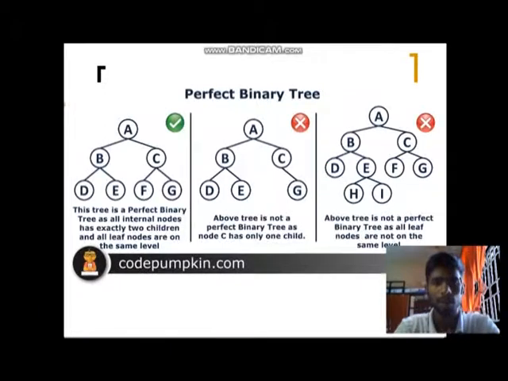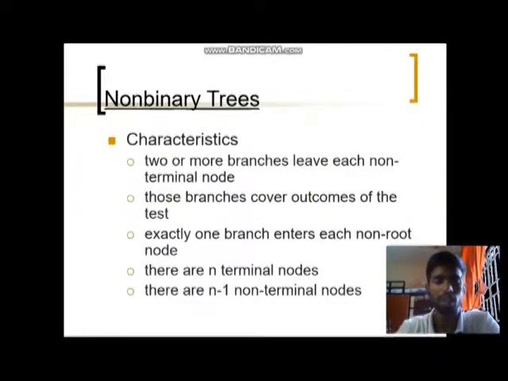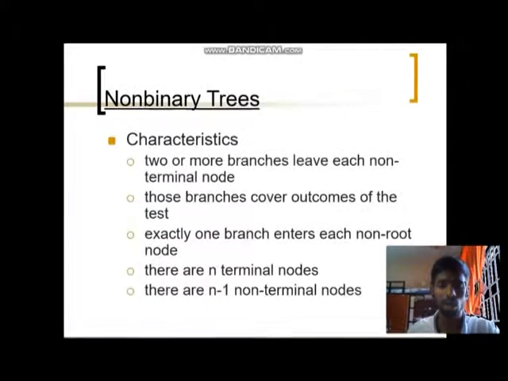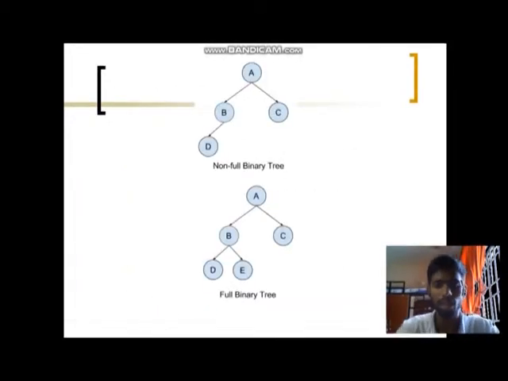Now let's talk about non-binary trees. A binary tree states that every parent should have two child nodes, whereas in a non-binary tree, that is not the case. Two or more branches leave each non-terminal node, as stated here, and those branches cover outcomes of the test. And there are n terminal nodes in a non-binary tree. So in case 1 it's a non-full binary tree, whereas in case 2 it's a full binary tree.